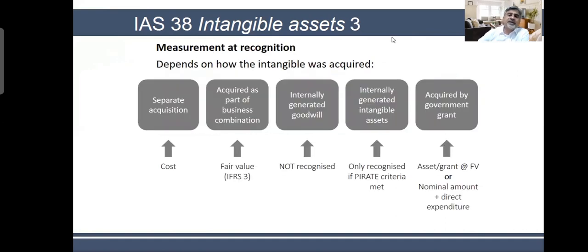Then you have measurement at recognition. So if you decide that now you are recognizing the asset, how do you measure it? If it is a separate acquisition, then you do it at cost because you have paid money for that. You purchase some patent, you purchase some license, you purchase a license for software, or you purchase whatever intangible. So it is a separate acquisition. It is not part of some other asset. It is a separate individual asset. You measure it at cost. If it is acquired as part of a business combination, then you measure it at fair value.